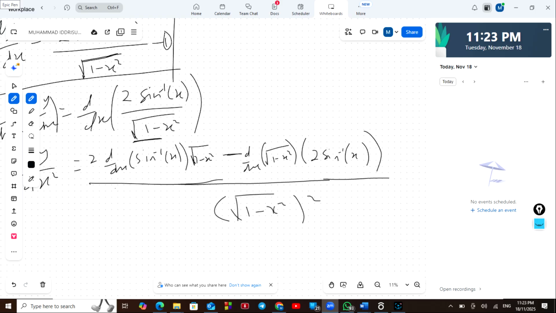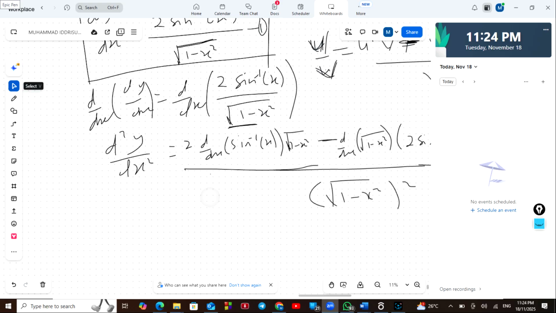So this is what? The quotient rule. If I have u over v, this is the traditional way: the derivative of u, u prime, multiplying v, minus the derivative of v, v prime, multiplying u, all over v squared. Okay, so this is the quotient rule.